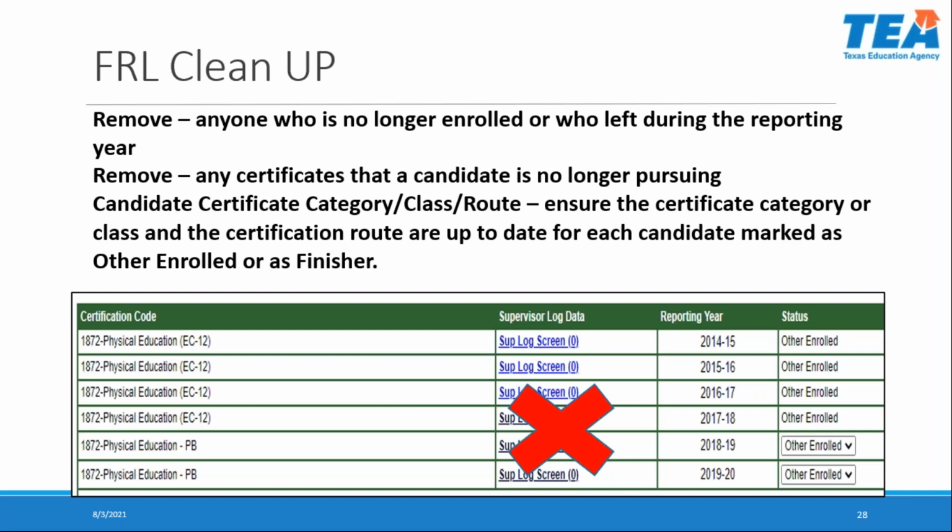Candidates who quit the program or who are asked to leave the program should be removed from the finisher records list promptly at the point in the year in which they leave and should not be abandoned to roll over year after year on this list.